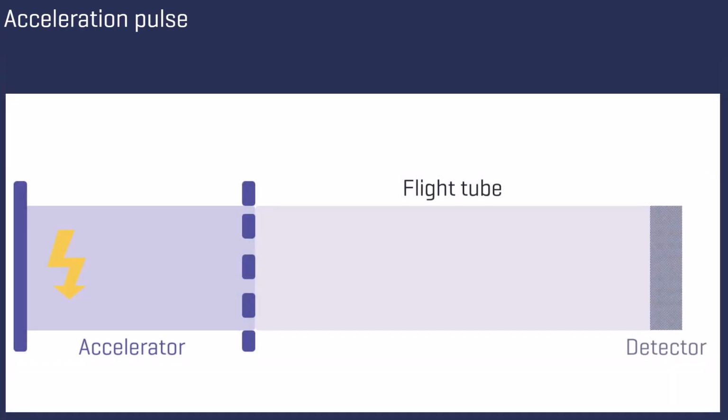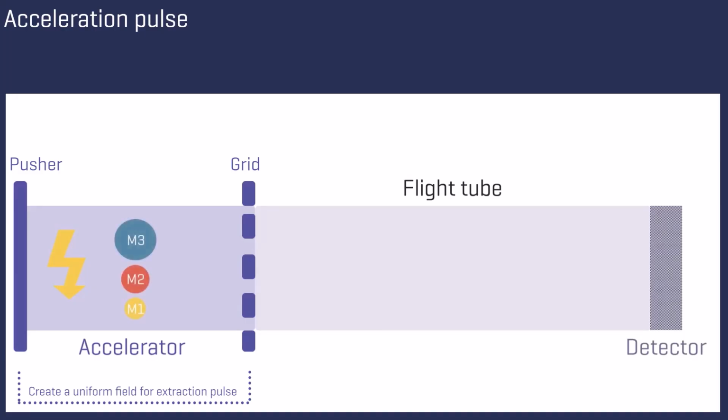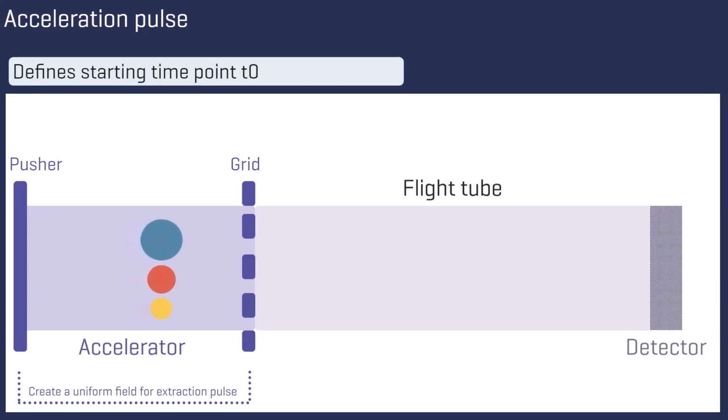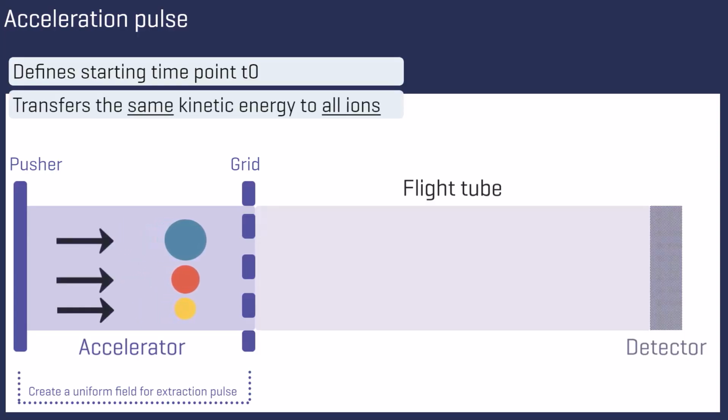The acceleration region is composed of a pusher and a grid. We will now discuss the impact of the acceleration pulse. To illustrate the process in detail, we will consider three ions with different masses. The acceleration pulse defines the exact starting time point for these three ions, T0, which is necessary for accurate time-of-flight measurements. In addition, it is important to note that the pulse transfers the same kinetic energy to all three ions. Subsequently, they enter the field-free flight tube, which separates them, as we will see in a moment.